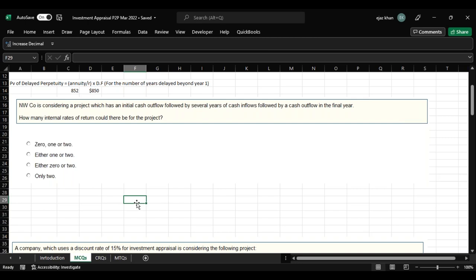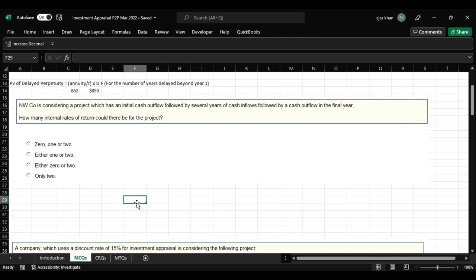Remember one thing, that it is always possible to have a zero IRR. That is, we may come across a project whose NPV may not get to zero at any rate. What if a project already has a negative NPV at 0%? What if the project's cash outflows are more than its cash inflows, even if we don't discount? You know that by increasing the rate, it will further reduce the NPV.